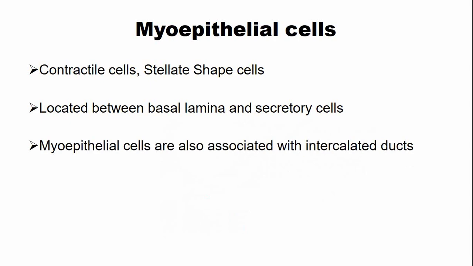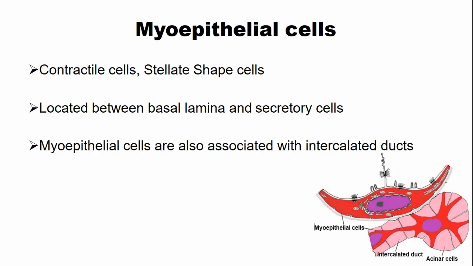The myoepithelial cells are mainly associated with the secretory cells, but they are also associated with the intercalated ducts as well, as you can see in the picture. In the intercalated duct, there are fewer processes. The processes are very few if you compare them with the secretory cells.